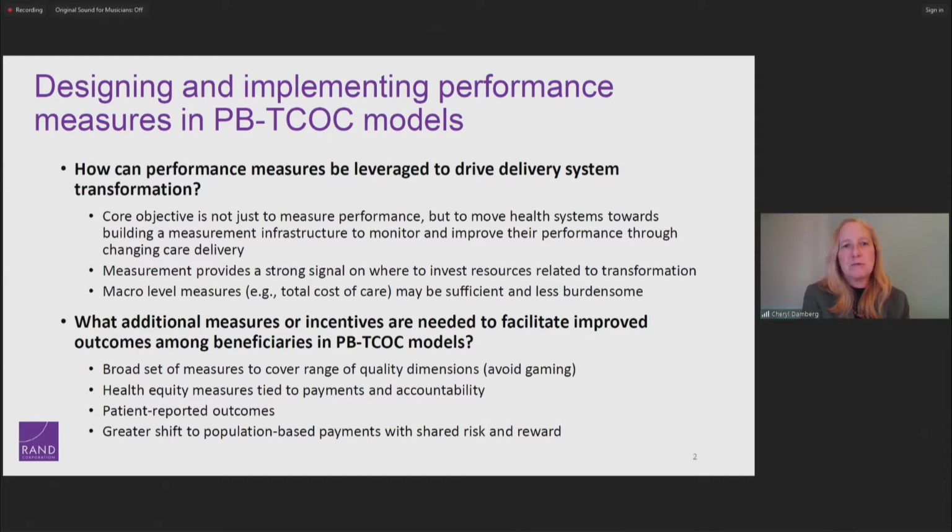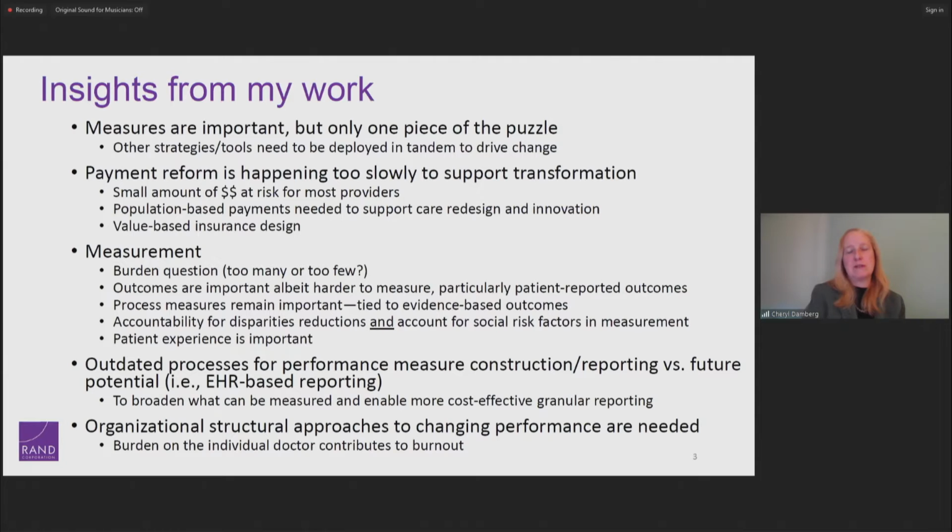Importantly, we need to be doing more to measure patient-reported outcomes and using that information to change how we deliver care to patients. And most importantly, and if you want to shift to the next slide, this point is made on the second slide. I think the critical thing here is that measurement is only one piece of a larger puzzle, and that other strategies and tools are needed to actually drive system change.